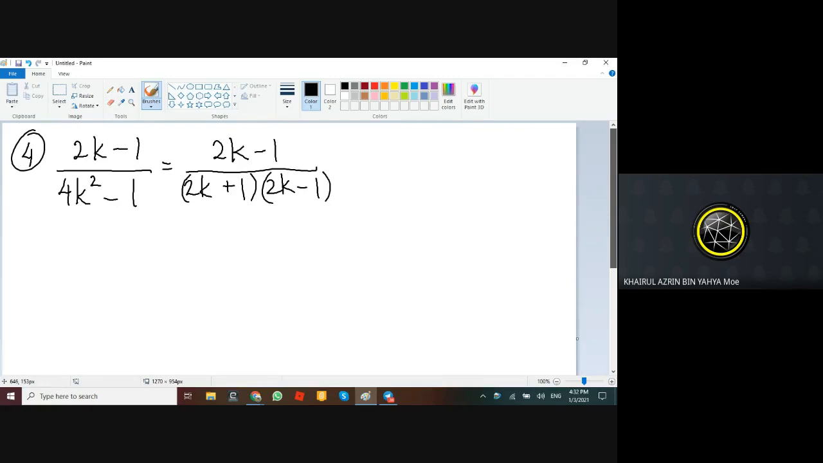Okay. Now, we can eliminate 2k minus 1 and 2k minus 1. The answer will be 2k plus 1 in the denominator, no need to write the bracket. But on top of the numerator, you write 1. When you eliminate, it becomes 1 actually. So this is the answer for question number 4.